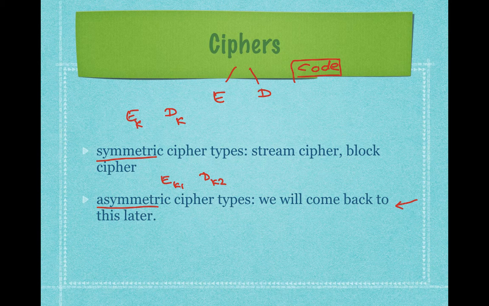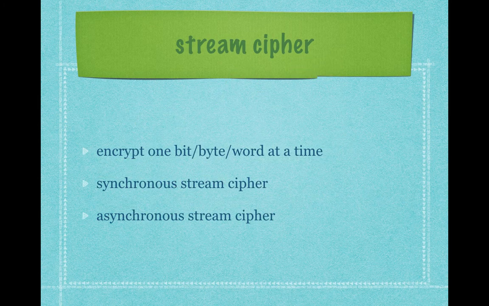Symmetric cipher itself can be divided into two types called stream cipher and block cipher. So what is a stream cipher? Stream cipher means take one bit at a time and then do the encryption. You will take one bit of plain text, this is your plain text, this is your key. Take one bit of plain text, take one bit of key and then produce one bit of cipher text.